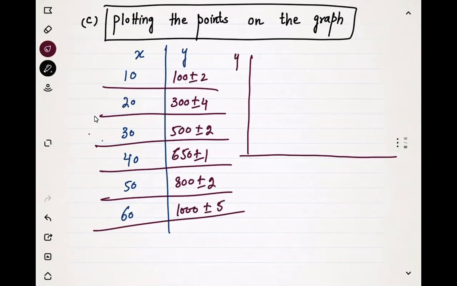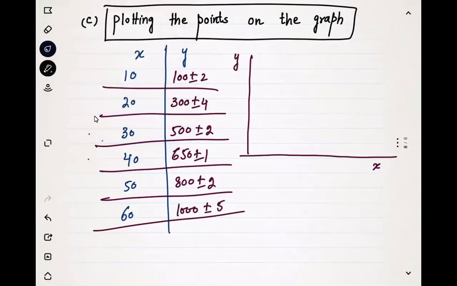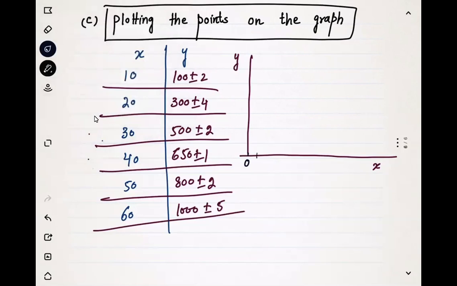So one quantity that is on Y-axis has error. The quantity on X-axis has no error. Now, if we write the values, 0, then we have 10. We have 10, 20, 30, 40, 50, and 60. So for 10, it is 100 plus minus 2.